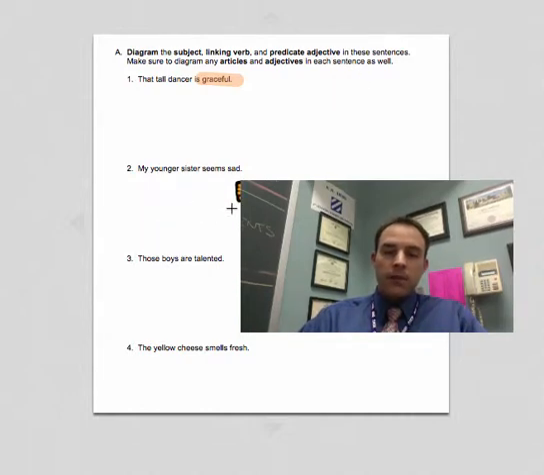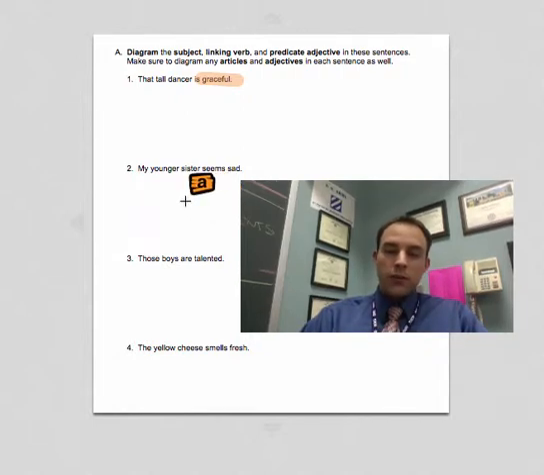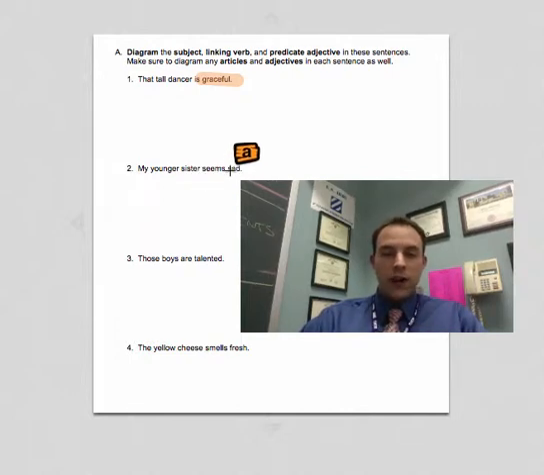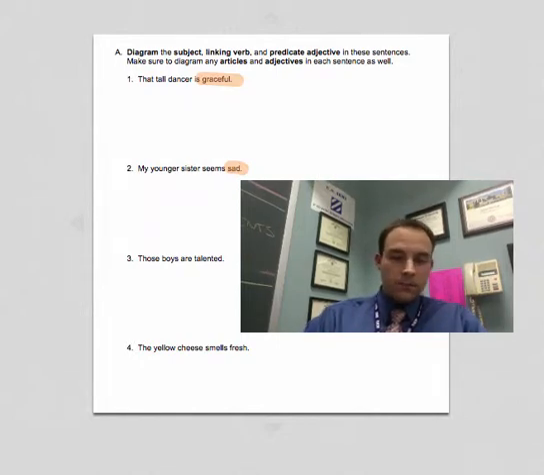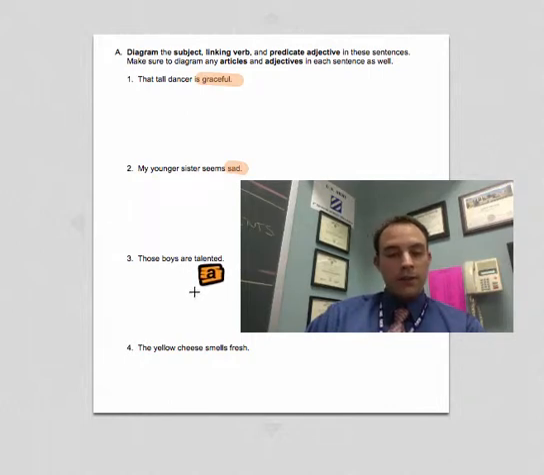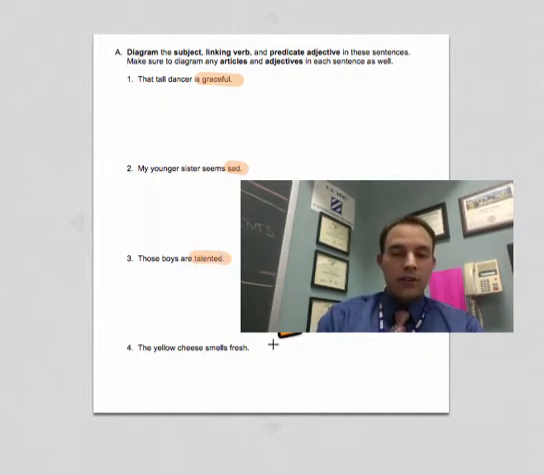Next one down, my younger sister seems sad. Younger sister, or sister more specifically, is going to be the subject. She seems, how does she seem? She seems sad. So sad describes your sister in that case, and it's an adjective, as you guys can clearly see, so it's a predicate adjective at the end there. The boys are talented. Boys is the subject. Are is the verb in this case, a linking verb or auxiliary verb, and talented is going to be the complement. And talented is an adjective describing the boys, so that makes it a predicate adjective.